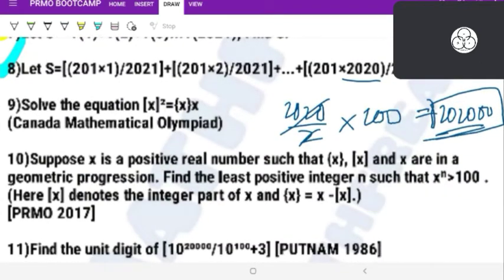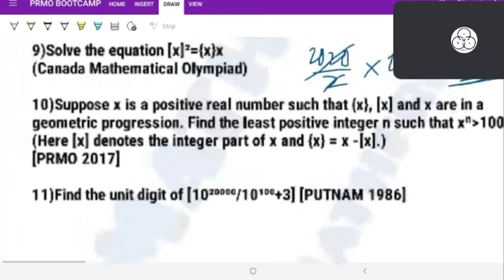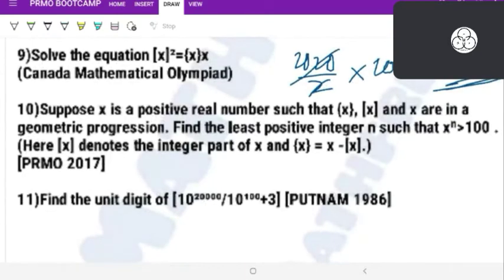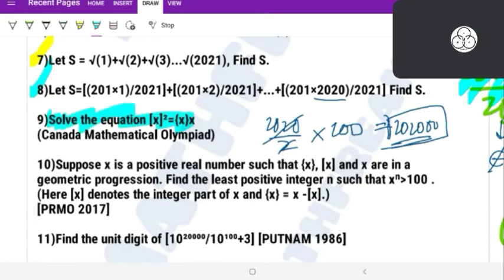Box x whole square equals curly x plus x. Then we have a last question from Putnam also. This beautiful question is not based on the idea of any kind of geometric progression. Basically, the same question was asked in the Canada Mathematical Olympiad, I haven't mentioned the year, and the same question was asked in PRMO 2007. Let's see just one of these two questions. Okay, let's discuss this Canada question.